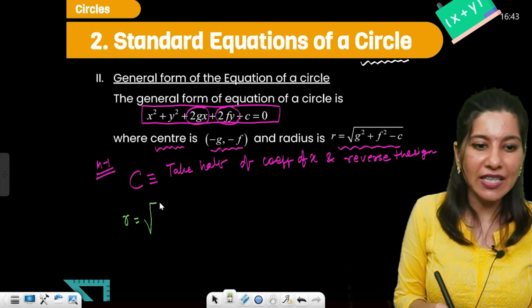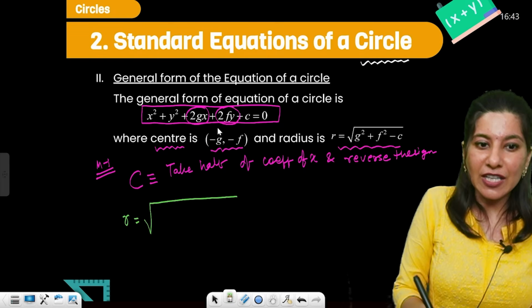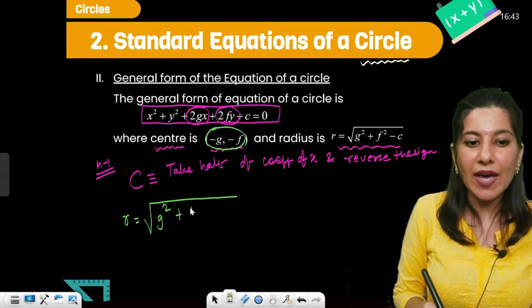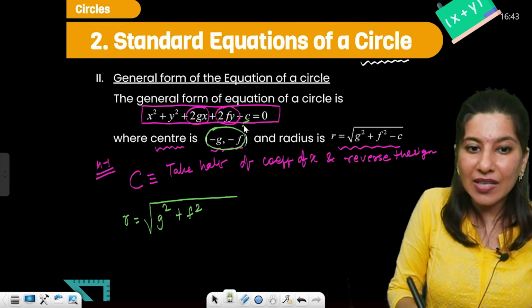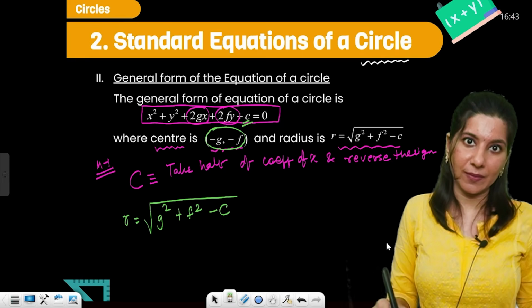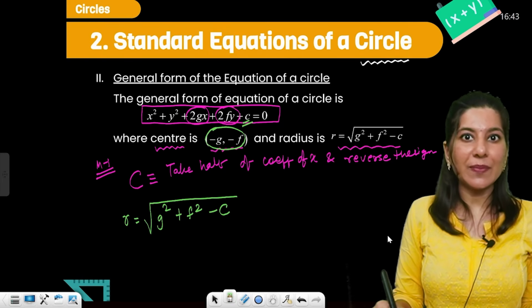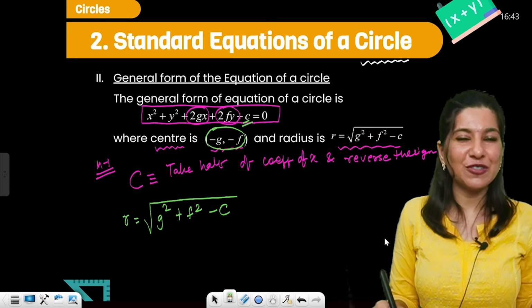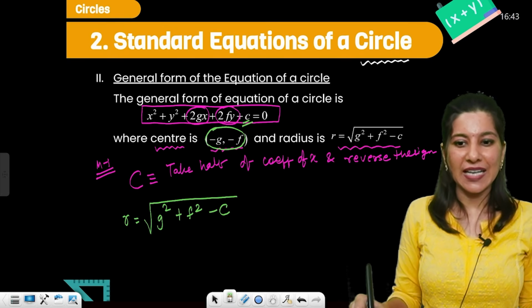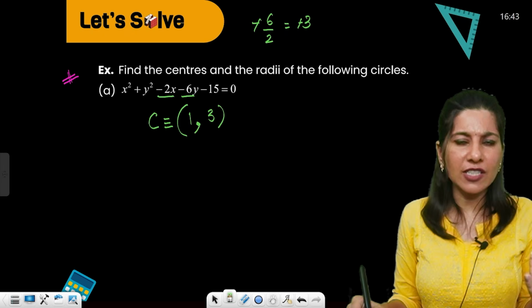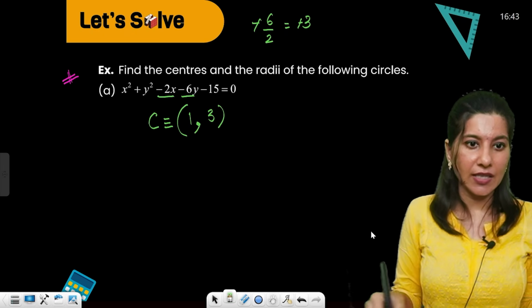The radius has a very easy formula. Once you get the center, just square the x coordinate, square the y coordinate, and subtract the constant c from it. That is g square plus f square minus c. Do not forget to take the square root of it. Let's do one thing. Let's solve some questions to get the hang of it.